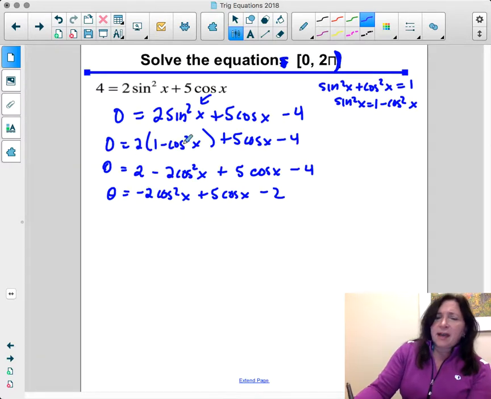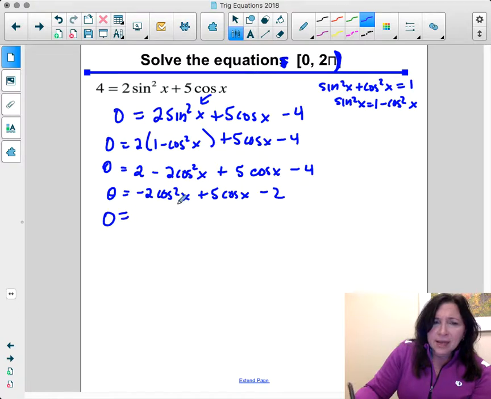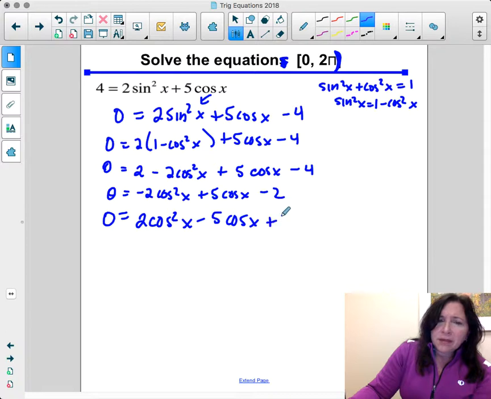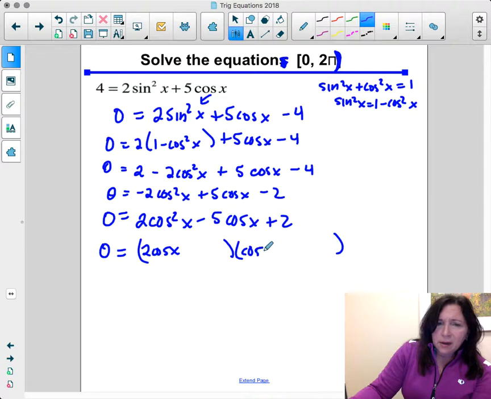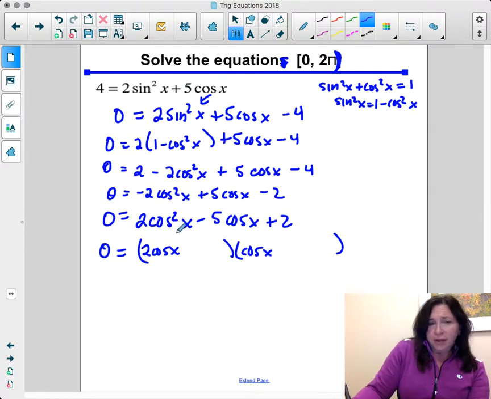And for the sake of just having my first term positive, I'm going to divide everything by negative 1. And so now I have 2 cosine squared of x minus 5 cosine of x plus 2. I'm going to factor, and factoring this, I'm going to have 2 cosine of x times 1 cosine of x is going to give me 2 cosine squared of x. My signs, seeing my plus here with the minus, are going to be a negative and a negative. I'm going to have a 2 here, a 1 here.